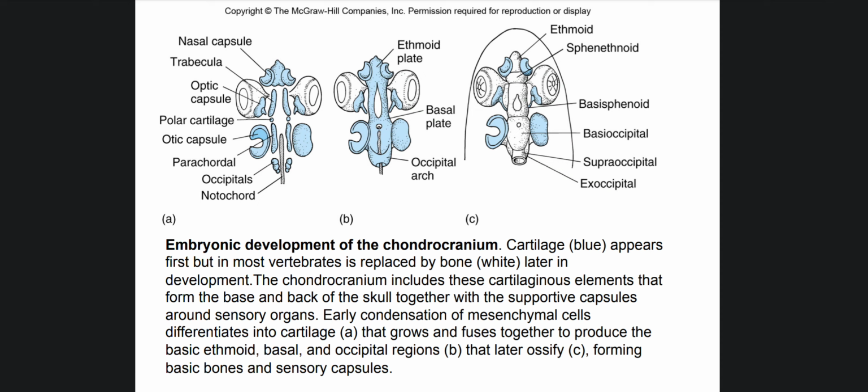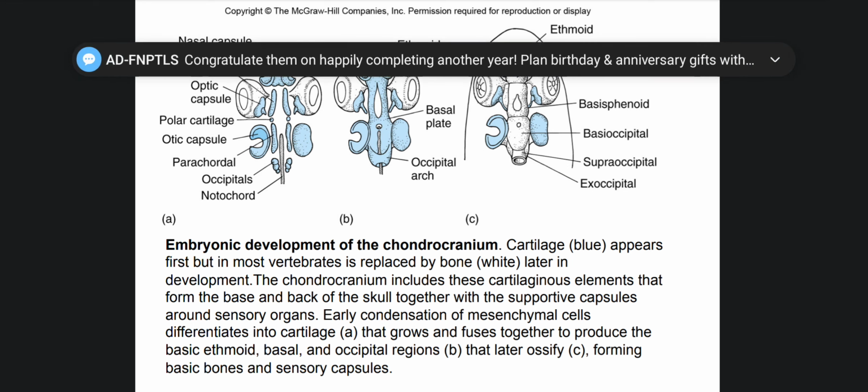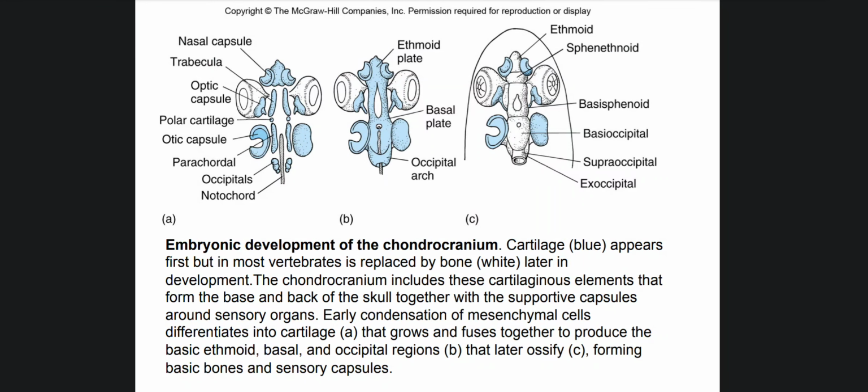In case of B, you can see that the earlier structures are fused together. Those blue colored structures were scattered earlier. They did not show their structures properly, but now in diagram B, you can see that these structures are closed and converted into a form which can show the ethmoid plate, basal plate, and occipital arch. And in the third diagram, C, basic bones are formed and the sensory capsule is also developed. The blue colored structures are reduced.